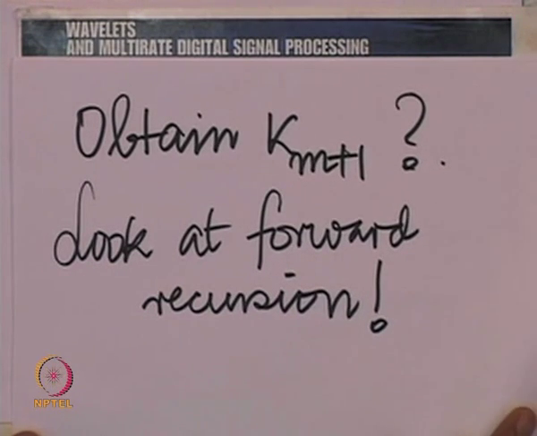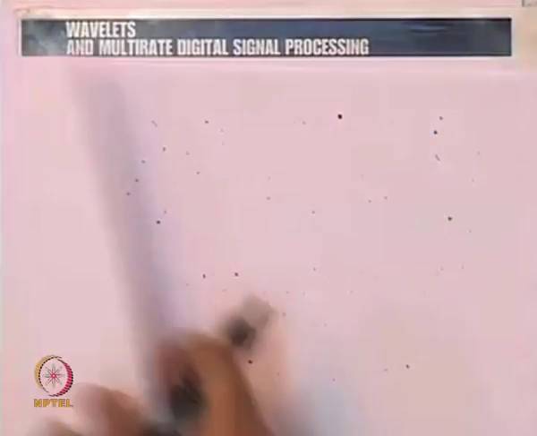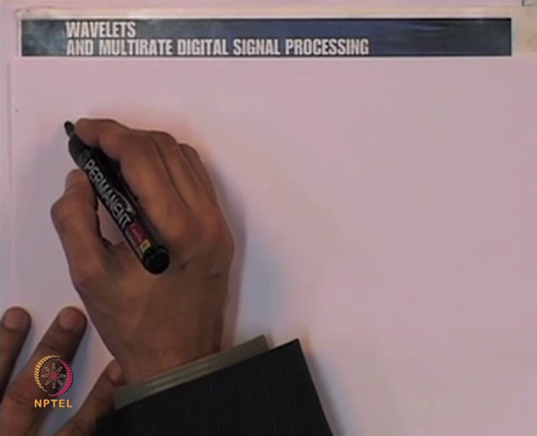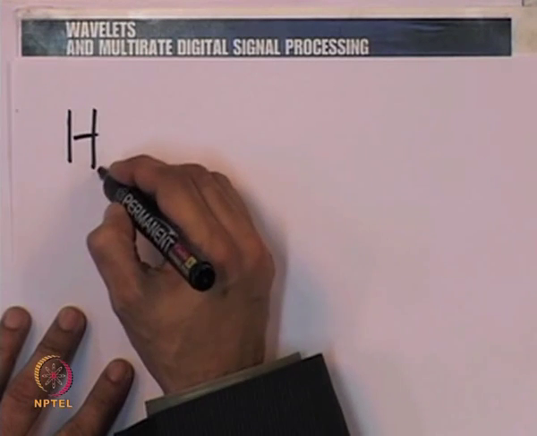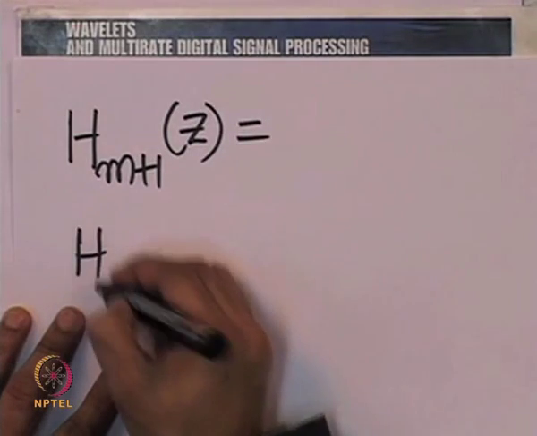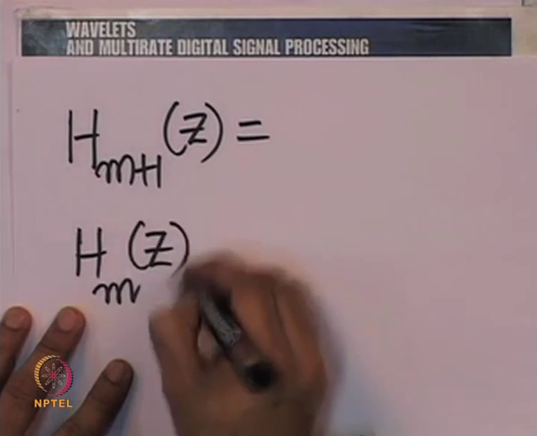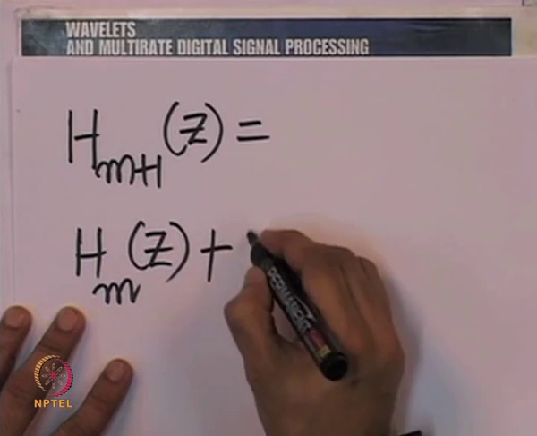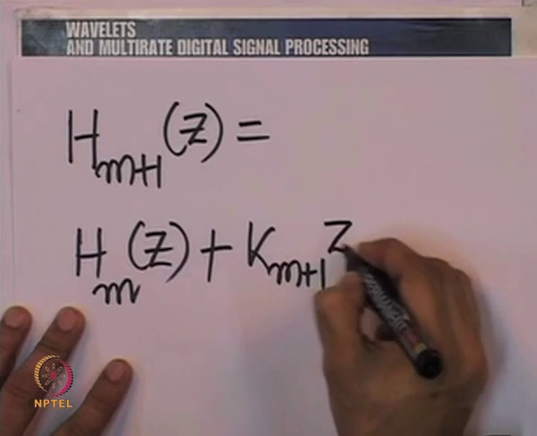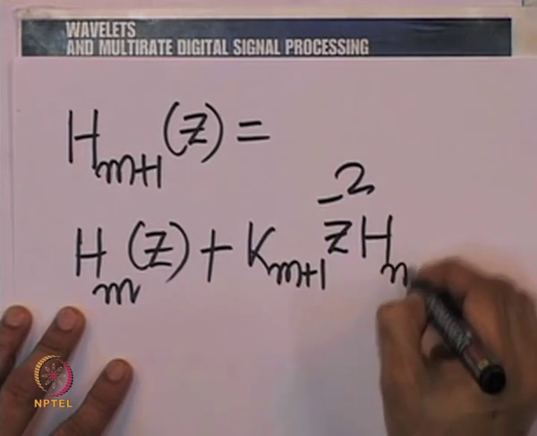In fact, here again we will need to do a bit of inductive reasoning. So, let us write down the main step of the forward recursion once again. HM plus 1(Z) is HM(Z) plus KM plus 1 Z raised to the power minus 2 HM tilde(Z).